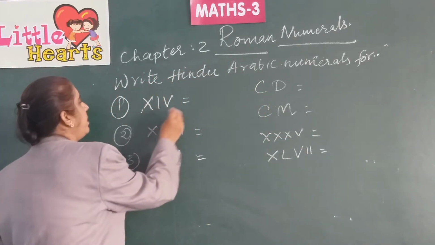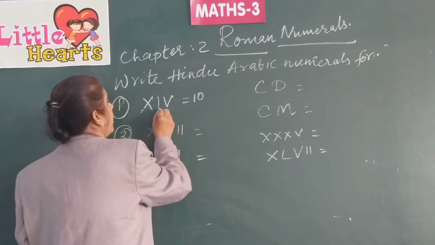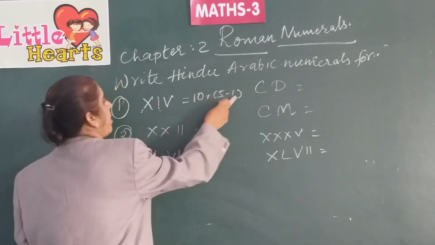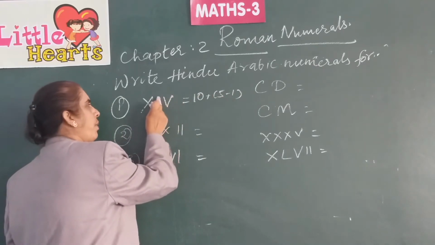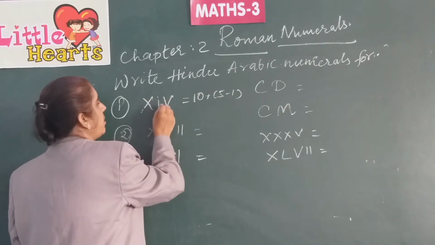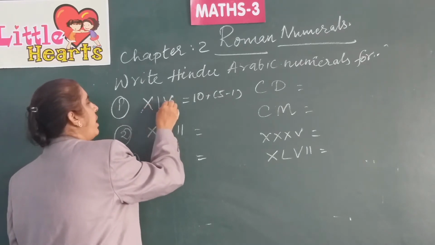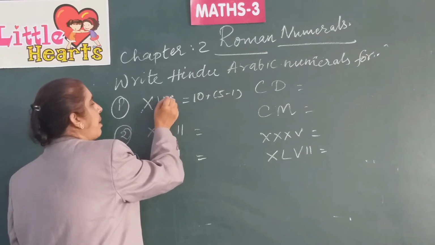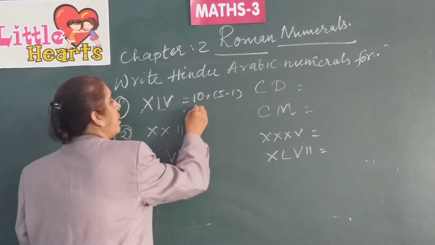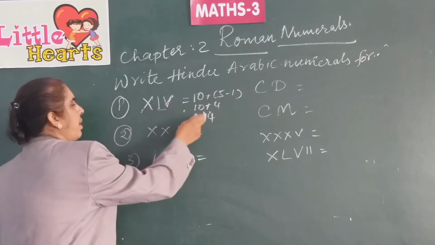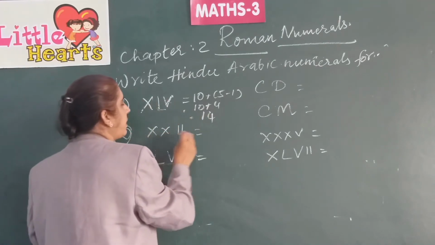XIV. X is 10 and I and V is 5 minus 1. As I is to the left of V, you should not consider it as 10 plus 1. I is to the left of V, so we should subtract 1 from this 5. 10 plus 4 equals 14. XIV is 14.